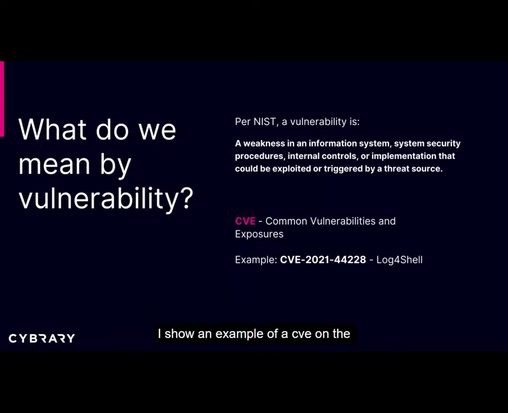I show an example of a CVE on the screen. This was a particularly bad vulnerability in the Log4j logging software, and the vulnerability was given the nickname Log4Shell. Log4j is used in so many applications that it's been hard for organizations to remediate this CVE, so it's had a really large impact as a result. Now, just because a CVE exists doesn't mean that attackers are exploiting it in the wild, but it leaves organizations open to being attacked, and they need to take steps to prevent that.